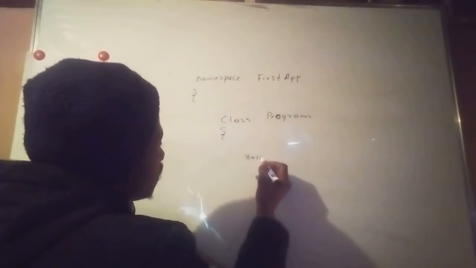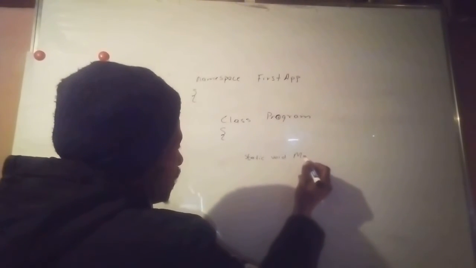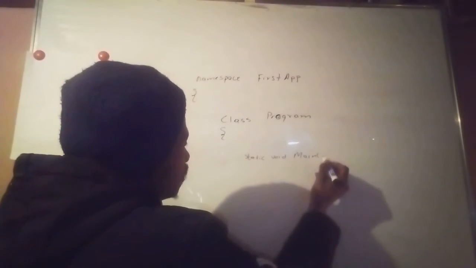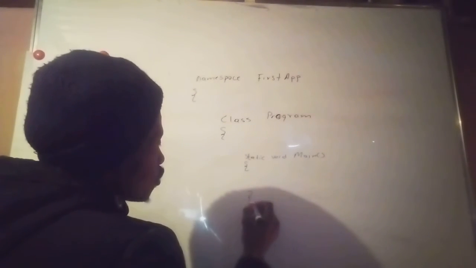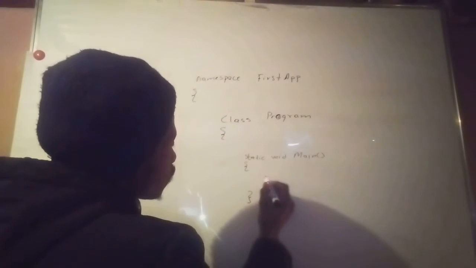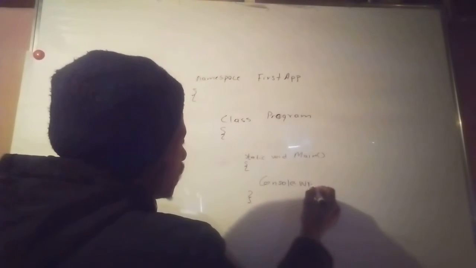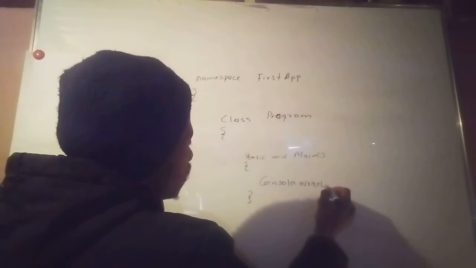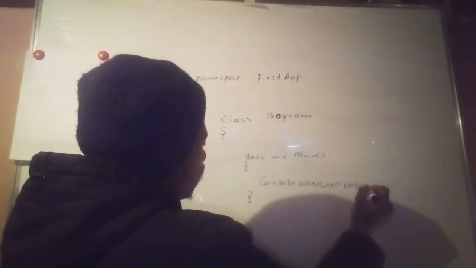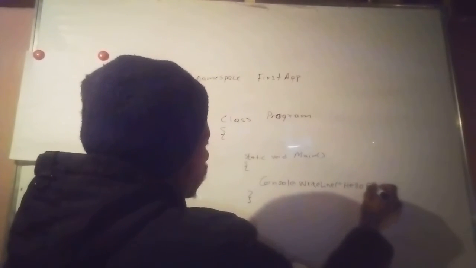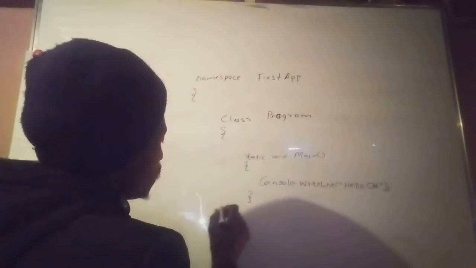static void main. Let's not define any parameters for now. Let's use this one. So within this main method, all we're going to do for now is to basically print on the console dot write line hello C#. Now we have defined our main method.